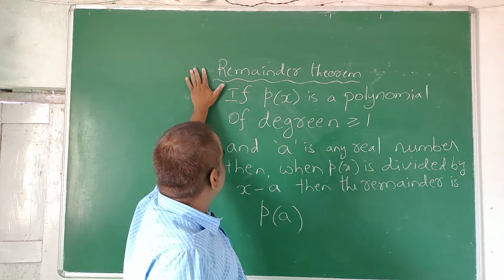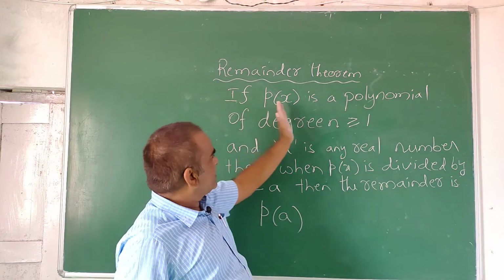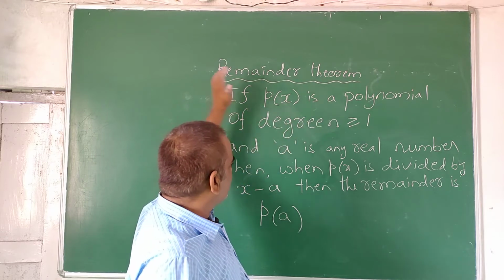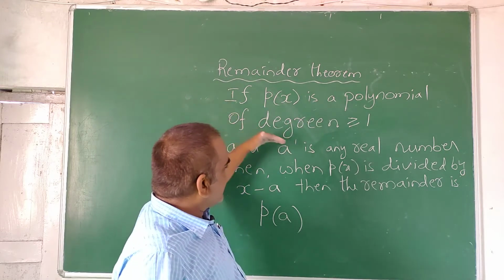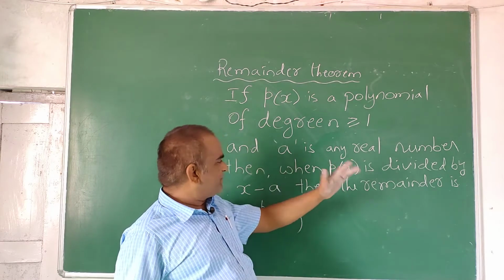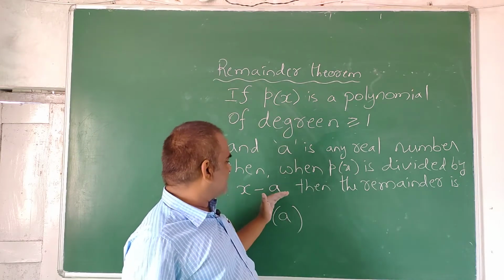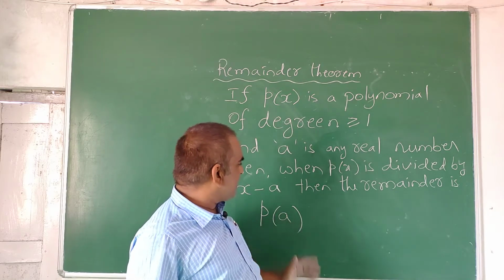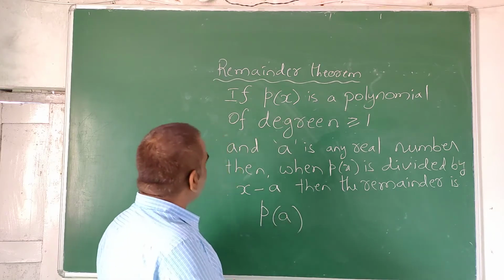Please see this statement carefully. If p of x is a polynomial of degree n which is more than or equal to 1 and a is any real number, then when p of x is divided by x minus a, then the remainder is p of a. Okay?